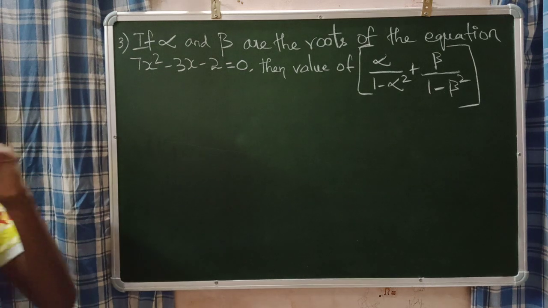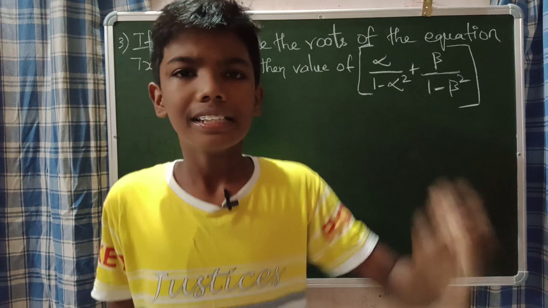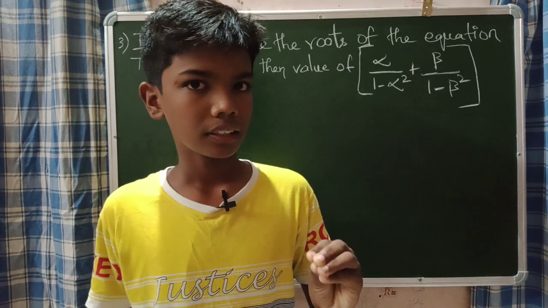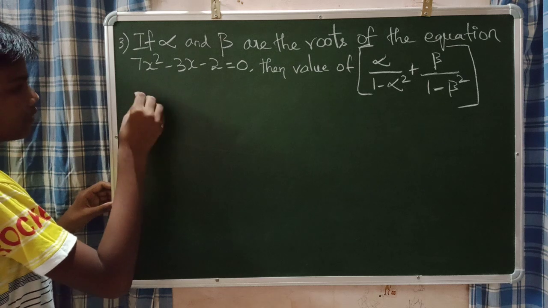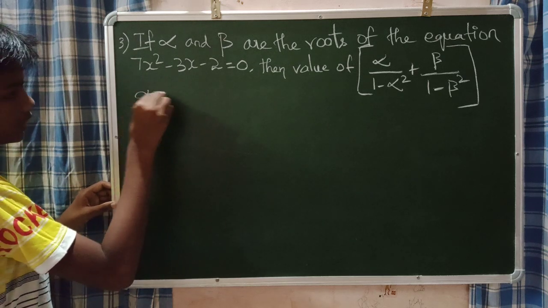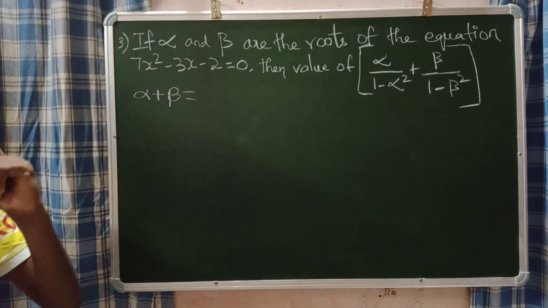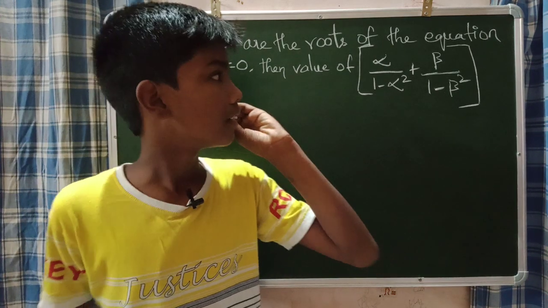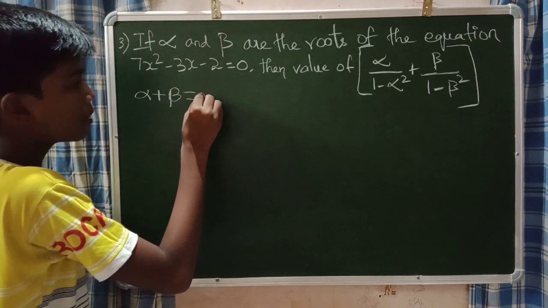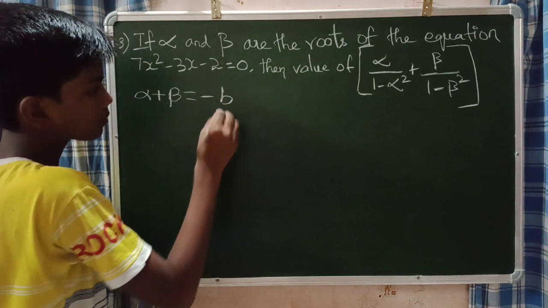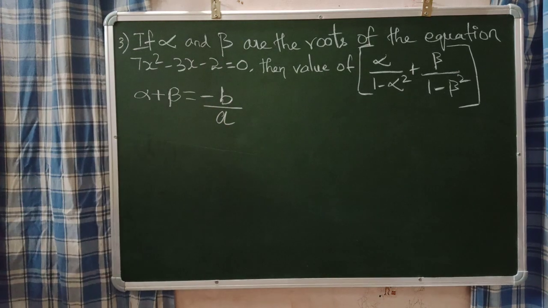Now how to find it, guys? First, find the sum and the product of the roots. First, let me find the sum of the roots, alpha plus beta. You know that the sum of the roots will be minus b by a. Sum of roots will be minus b by a.